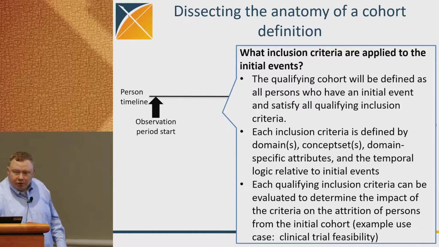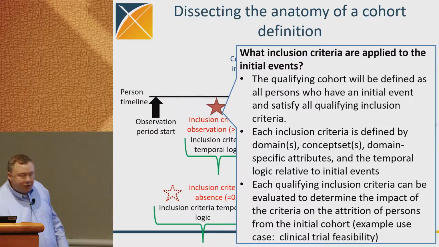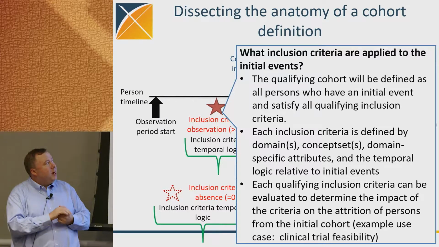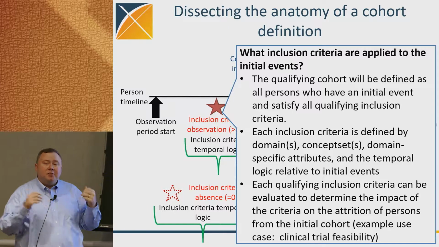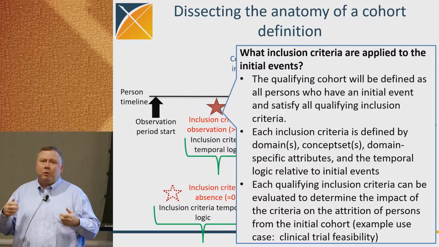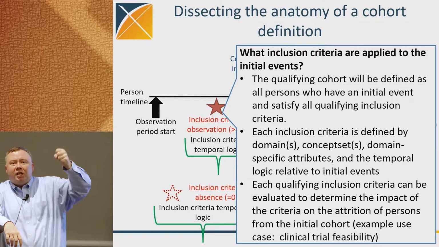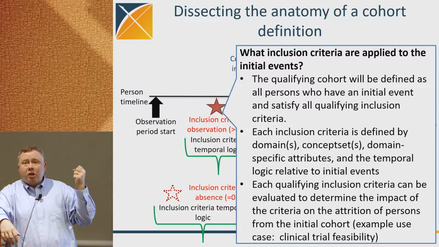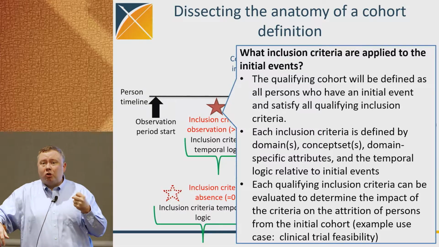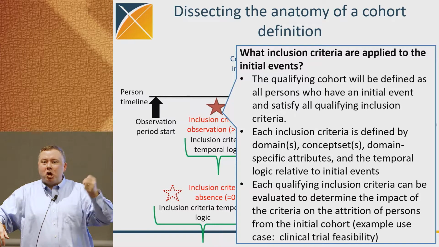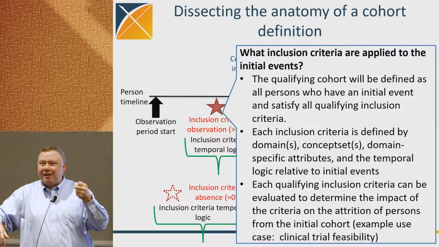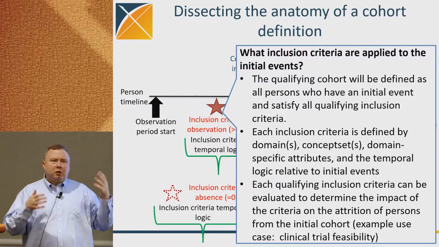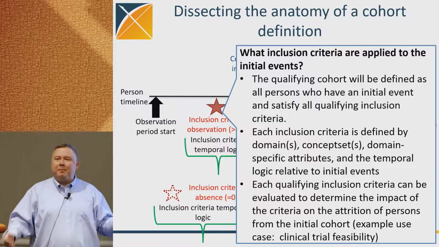All right. So inclusion criteria, let me build those up. The qualifying event is going to be defined as all people who have an initial event and satisfy all qualifying inclusion criteria. And what we mean by that is you've got to pick that initial entry event first because very often, pretty much always, you're going to be defining criteria that are predicated on knowing what that initial entry index event is. Like most criteria, we say something like, do not include someone if they had a disease in the past.